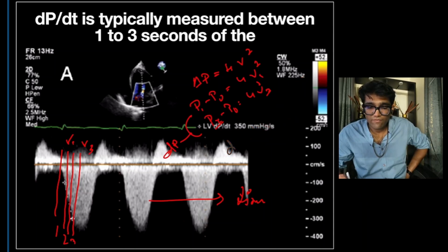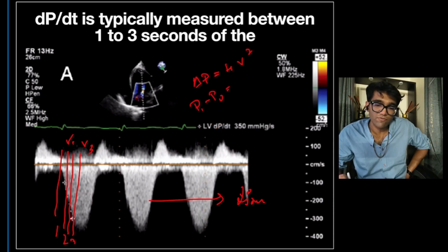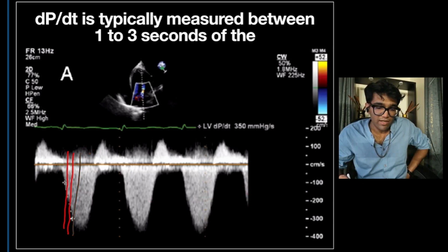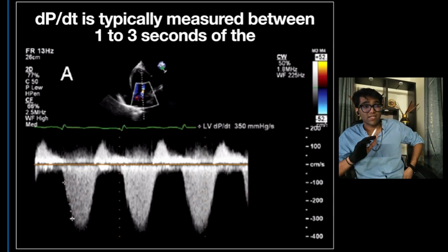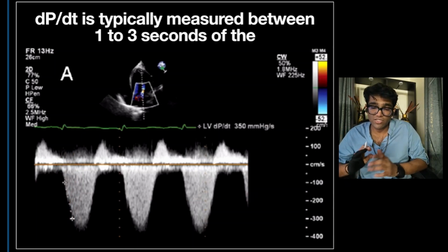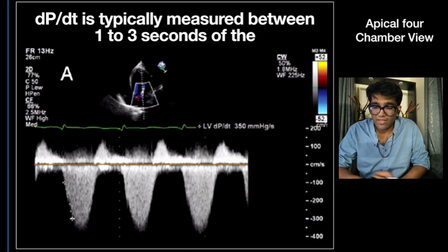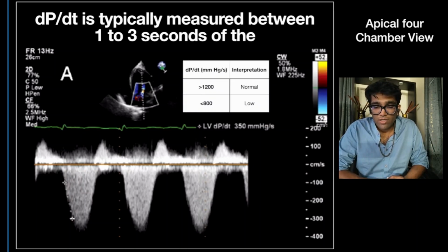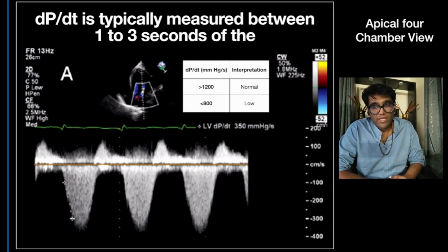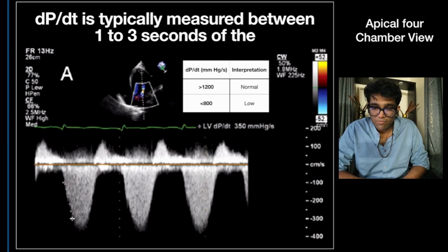So obviously with your dP by dt, the stronger the ventricle, the more pressure change it can produce in the first, the second, and the third second of systole. That is why we use this parameter, and I hope that is clear. Now, very importantly, this requires a mitral regurgitation jet to be present. And this is in the apical 4-chamber. Now, dP by dt that is more than 1200 millimeters of mercury per second implies a normal ejection fraction, and less than 800 implies a low ejection fraction.